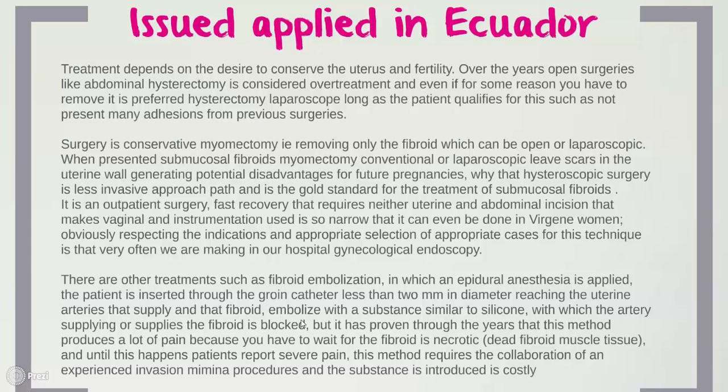Surgery is conservative myomectomy, removing only the fibroid, which can be open or laparoscopic. With submucosal fibroids, myomectomy, conventional or laparoscopic, leaves scars in the uterine wall, generating a potential disadvantage for future pregnancies.